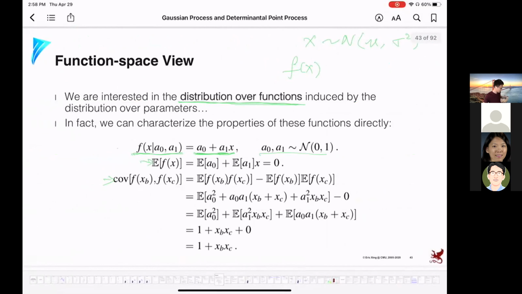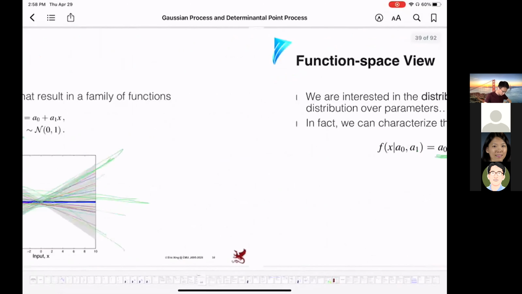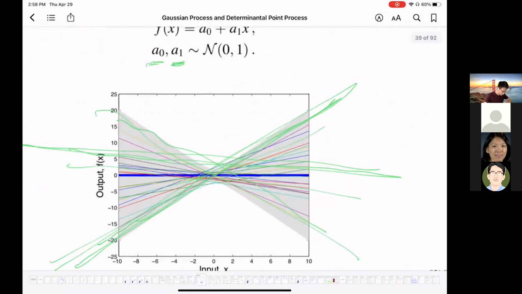It's relatively easy for me to understand what the expectation of that function would be, so that's the blue line. But I still do not have the intuition to understand the covariance of two functions. Can you elaborate more on this part?